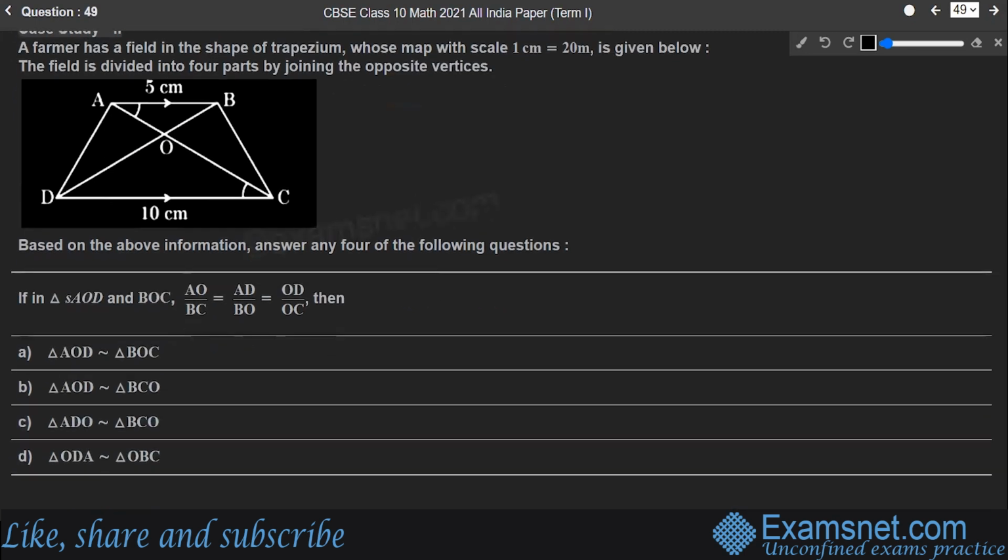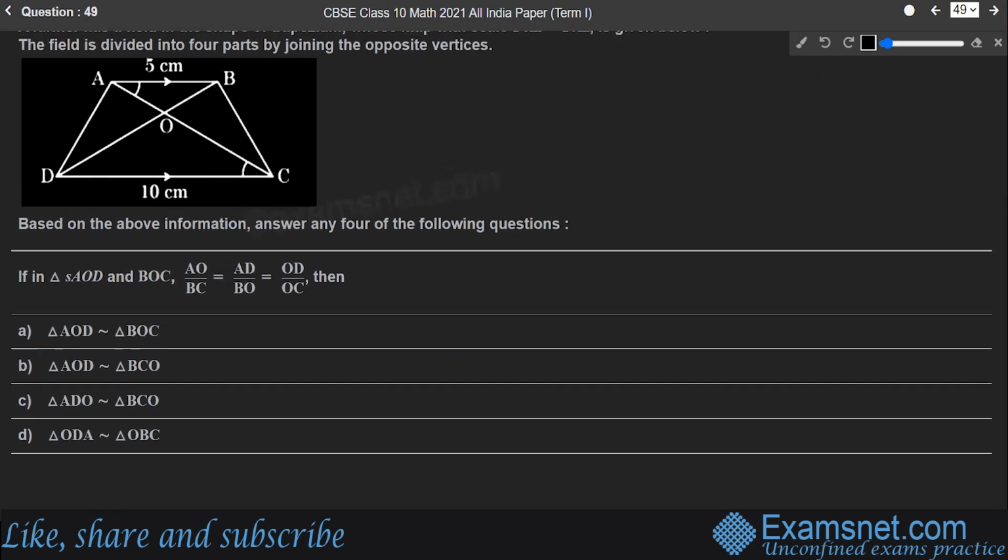Next, they ask, the same shape is again there. Now they are asking about triangle AOD and triangle BOC, which have this particular connection. So what is the outcome of this? As they say, AO by BO is equal to AD by BC is equal to OD by OC. So in both triangle AOD and triangle BOC, the corresponding side ratios have been said as equal.